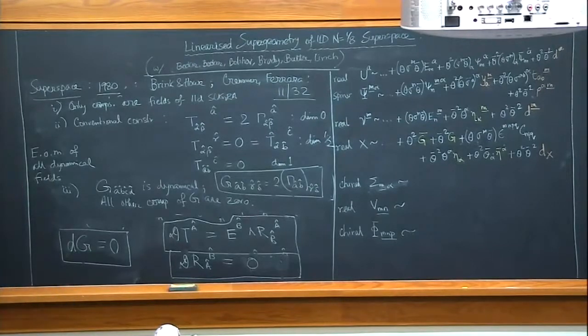So can I ask a question? Would these conventional constraints in component format be similar to the algebraic constraints on the auxiliary fields, if there were a theory with off-shell supersymmetry?